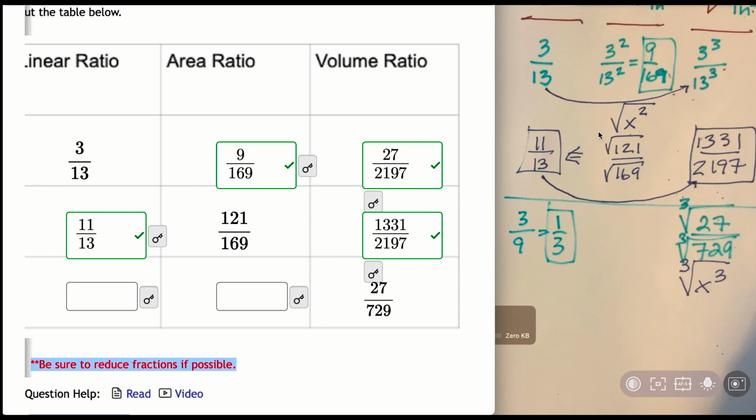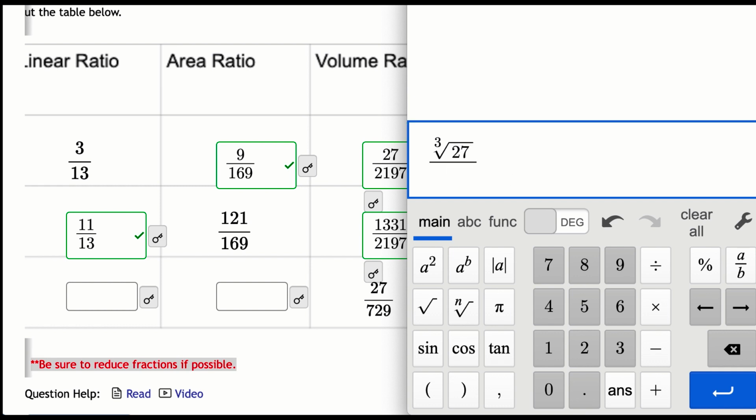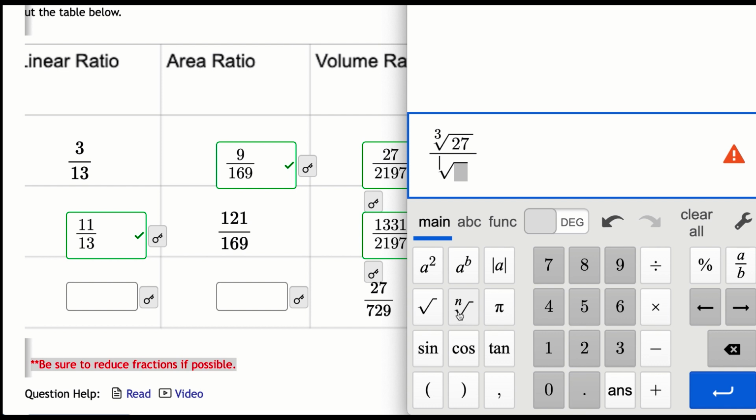or the online calculator here. So the cube root is done on here by doing, so if we're going to do the cube root of 27, I first press this little button right here that says the n root, and you're going to put a 3 right here, and then put 27 in the blank right here, and that gives you the 3. And then if I want to make it as a fraction, I can do the same thing again. Put the n root with a 3 there, and then put your 729 in that other part.